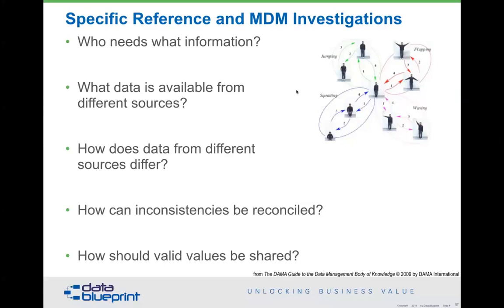If we do find there are inconsistencies, then we throw that back into the data governance process and say, hey, data governance, we need some assistance with this, figuring out the best way to govern this particular data and reconcile the inconsistencies. And then finally, we've got some valid values that we want to make sure that we have in there as well.